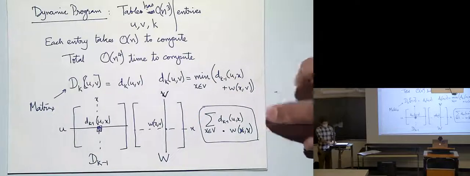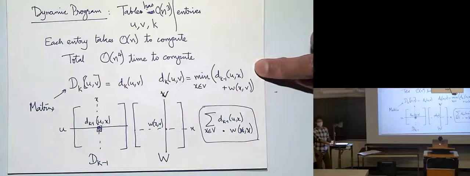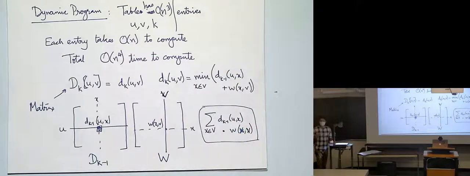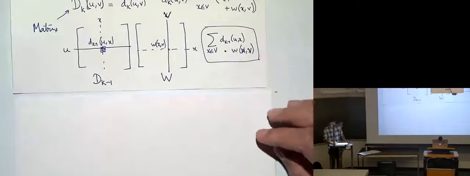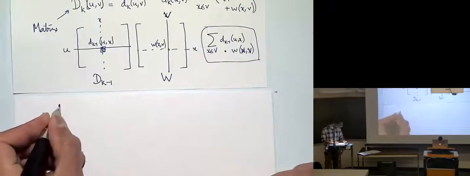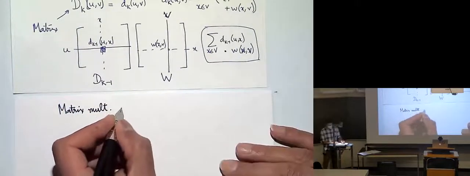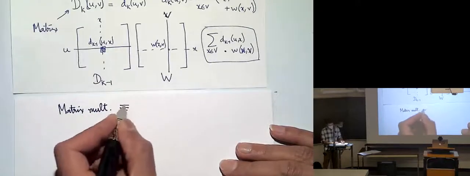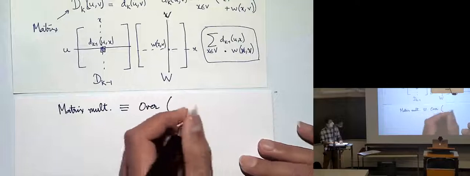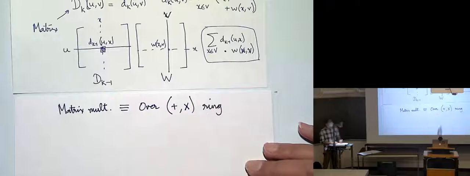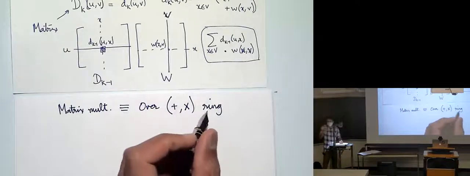So one can interpret distances as matrix multiplication over a different operation. It's a different ring. We'll keep this picture up, because this picture is really important. Matrix multiplication you can think of as over this times ring. We have addition and multiplication as the fundamental operations.